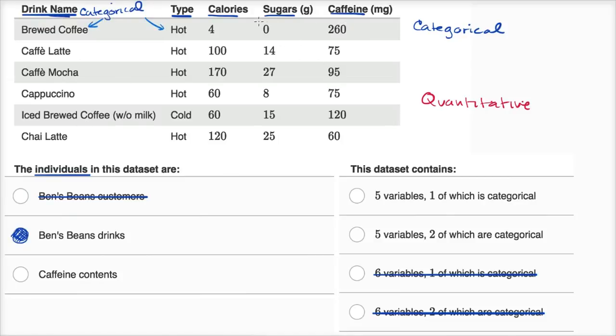But these other 3, these take on numerical values that represent, in the case of calories, the number of calories a serving has, the amount of sugar in the sugar variable, or the amount of caffeine in the caffeine variable. So these 3 right over here, these are quantitative variables. So you have 5 total variables, 2 of which are categorical, and 3 of which are quantitative. And so that is this choice right here, 5 variables, 2 of which are categorical. The 2 categorical ones are, well, what's the name of the drink? And also whether they are hot or cold.